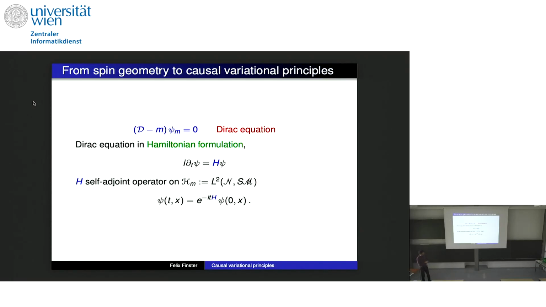In this ultrastatic setting, we can write the Dirac equation in the Hamiltonian form. So we have here a Hamiltonian, which acts on sections on a Cauchy surface, and which is a self-adjoint operator. And we can also, of course, solve the Cauchy problem just by exponentiating.